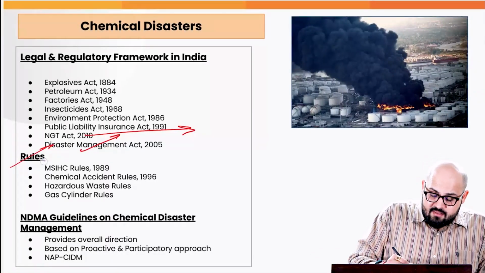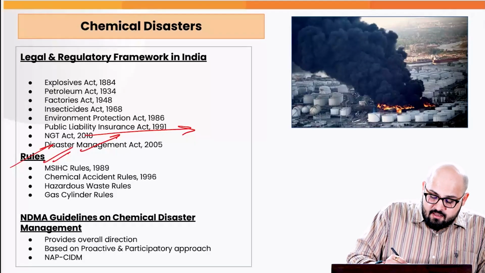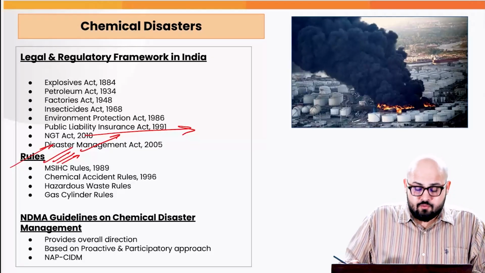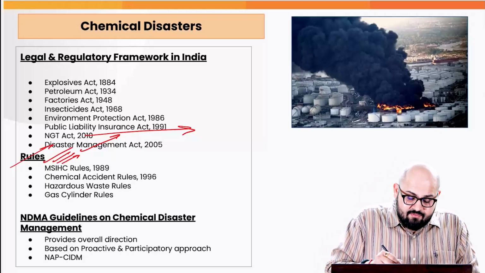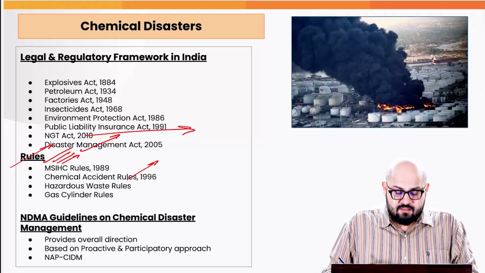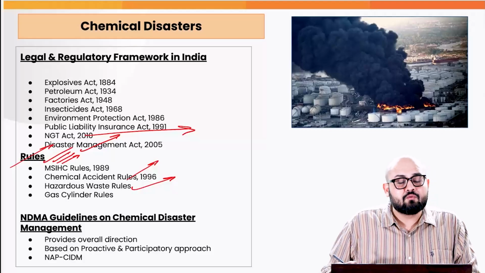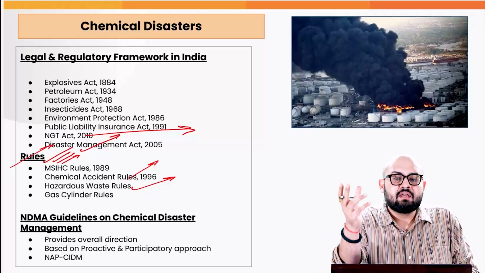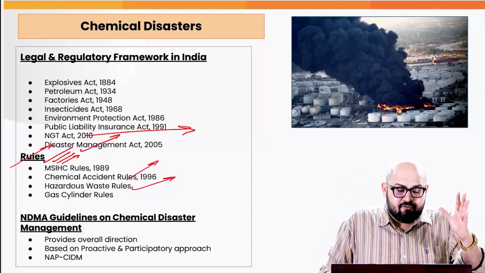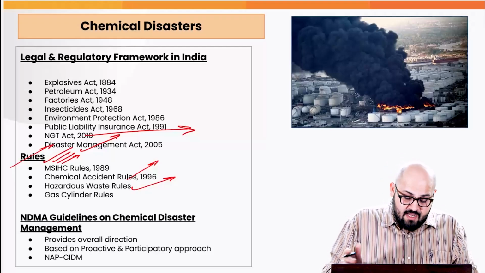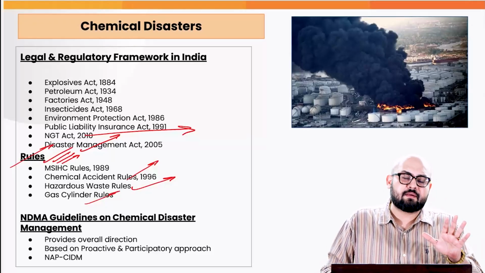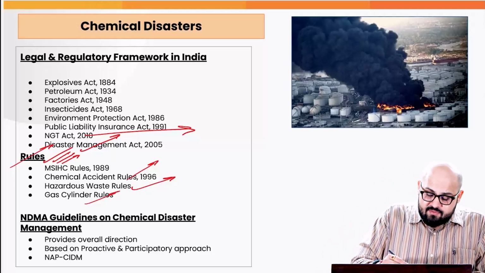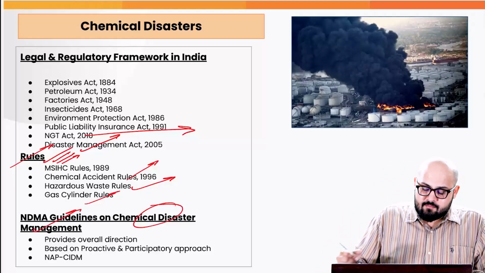Then we have the rules. For example, we have the Manufacture, Storage and Import of Hazardous Chemical Rules of 1989, which specifically deals with chemicals. Then we have the Chemical Accidents Rules of 1996. Then we have hazardous waste rules, on how to manage the waste which is coming out. There has to be a proper protocol with respect to that. Gas cylinder rules, so that there is no explosion with respect to these cylinders, right? Then we have the NDMA guidelines on chemical disaster management.